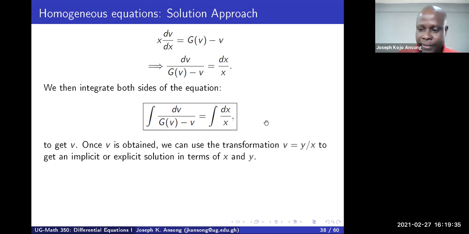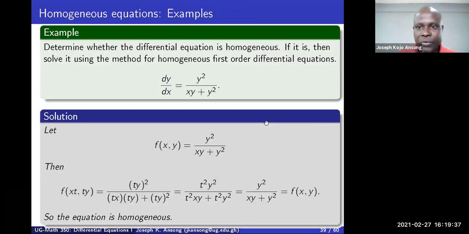So what I'll do is do a couple of examples to illustrate how you apply this. This problem says determine whether the differential equation is homogeneous. If it is, then solve it using the method of homogeneous first order differential equations. In other words, the method we just looked at. So dy/dx is equal to y squared all over xy plus y squared. So how do we do that?